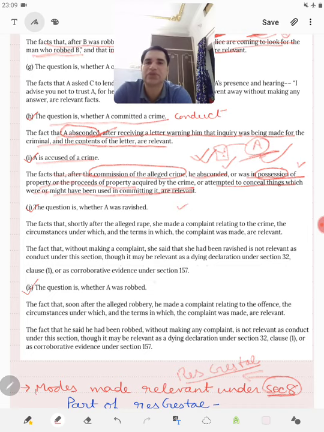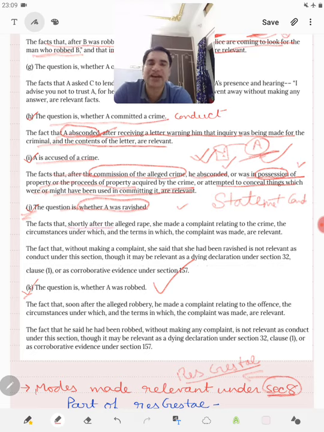Now these two illustrations, J and K, are very important. The question is whether A was ravished. Now here we will learn the difference between the word statement and conduct.